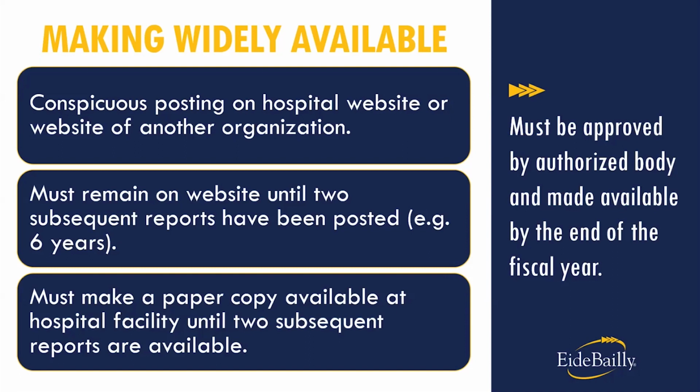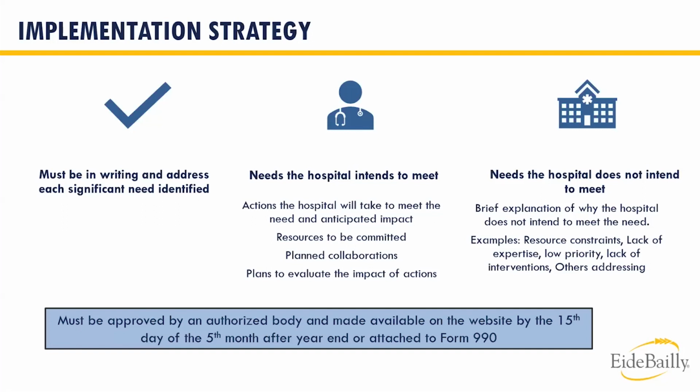You also must make a paper copy available at the hospital facility, and you always have to have 2 cycles of reports available. The implementation strategy. So once you've finished your report, once you've identified those prioritized needs, now the hospital has to do an implementation strategy in writing, and it has to address each of those significant needs that were identified.